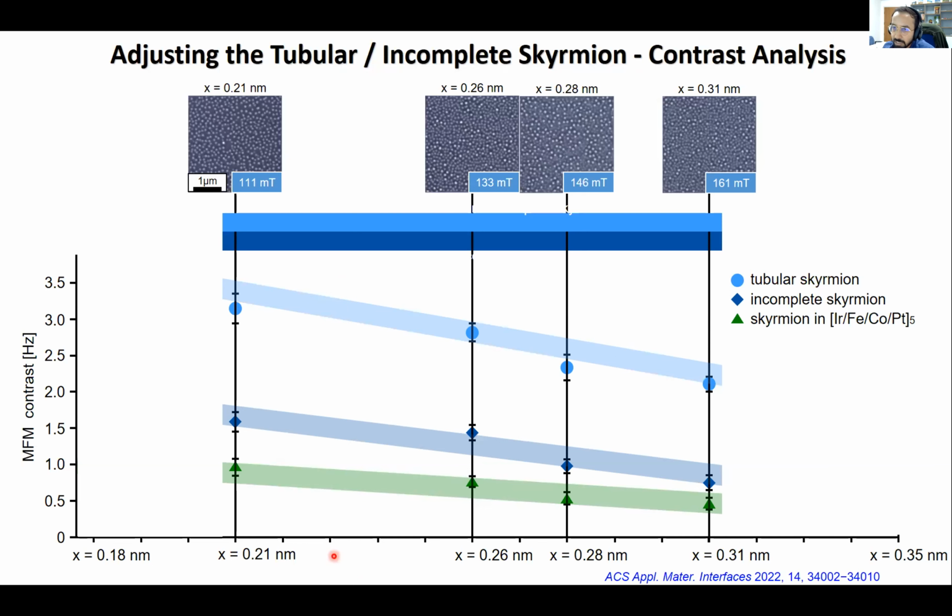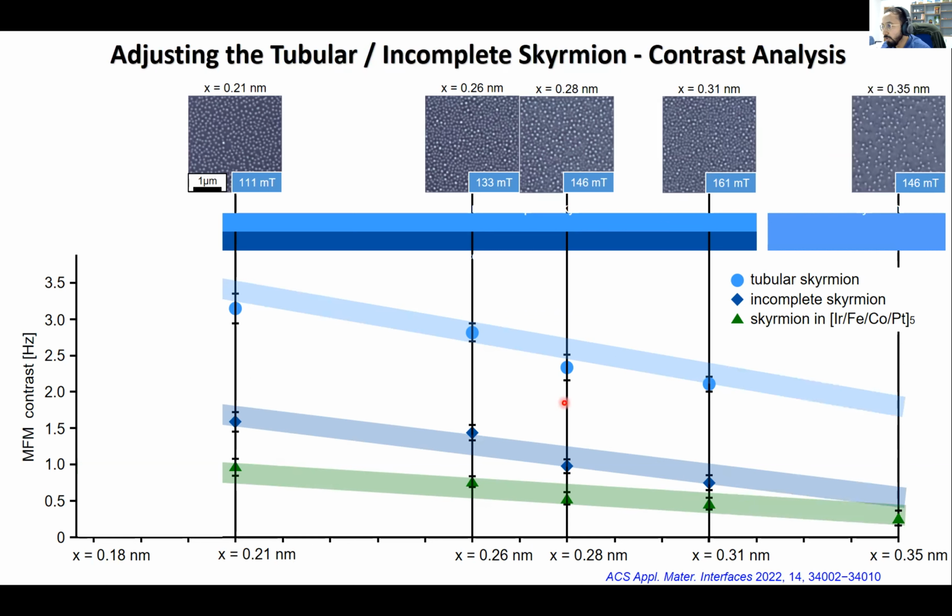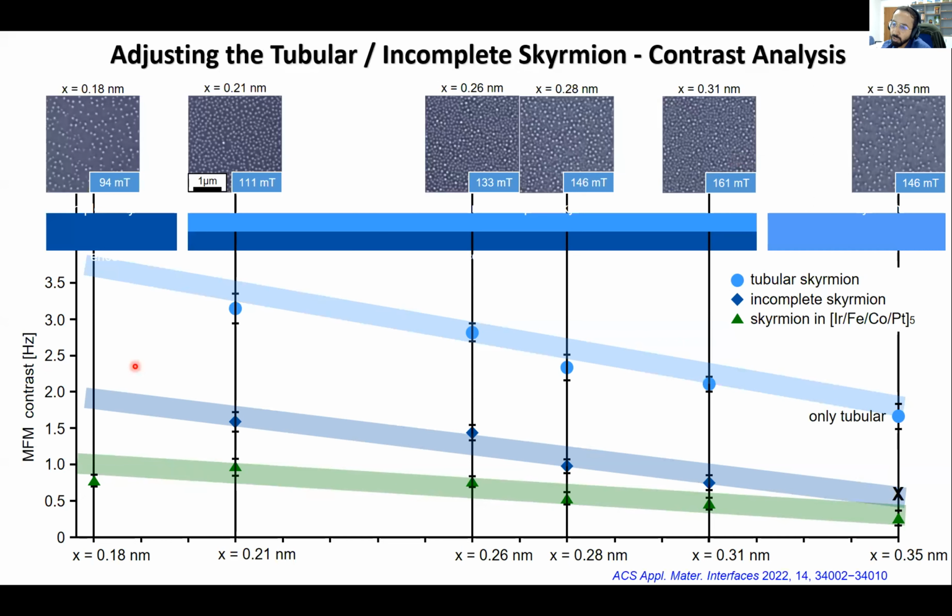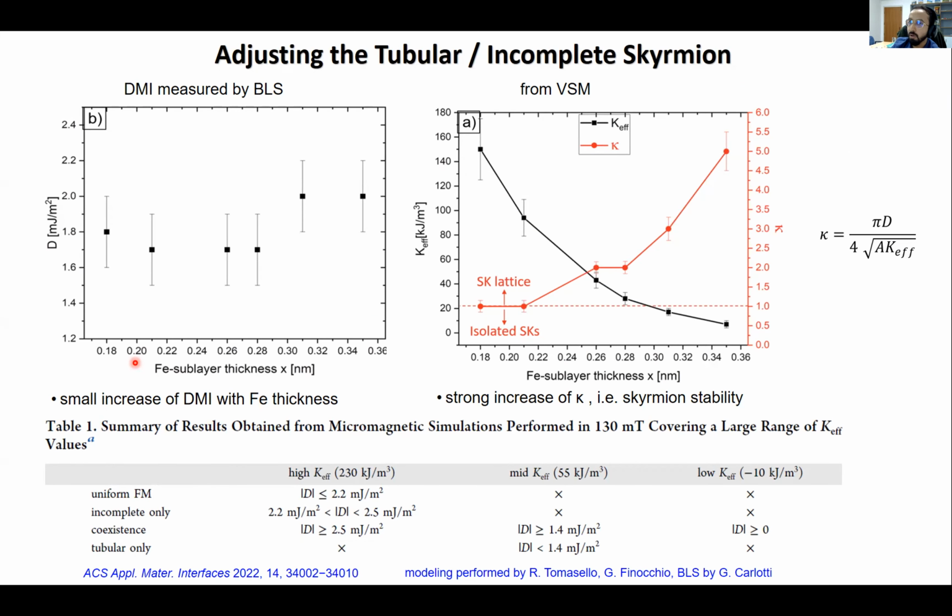By changing the thickness of iron, which was critical here, in the multilayer, we could change them from a state of coexistence. In the middle, we have the coexistence. On the right side, where the thickness of the iron layer is the maximum, 0.35, we only have the tubular states, and at the thinner iron regime, we only have the incomplete skyrmion states. So indeed, we could control the existence or coexistence of the species. We could make one species higher or one species lower by changing the iron layer thickness.